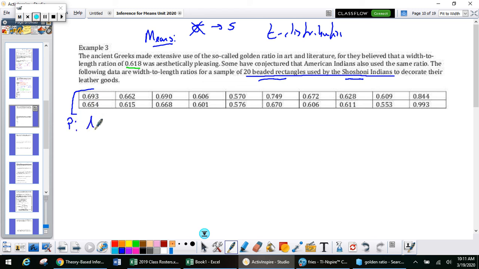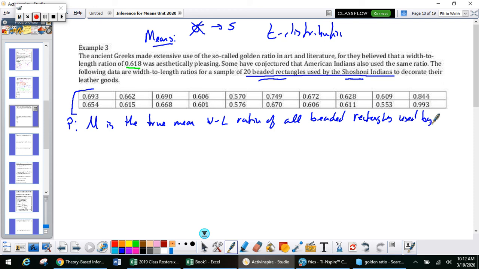So my parameter of interest is going to be mu, the true mean width to length ratio of all beaded rectangles used by the Shoshone. I'm kind of just going a little bit short here, just to save some time on the video. Okay, so let's go ahead and check our hypotheses. Now, our H0, what are we going to start off by assuming? That it is 0.618. Remember, we always start off by assuming that.